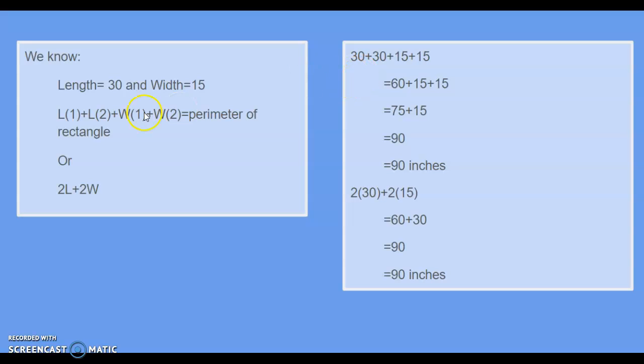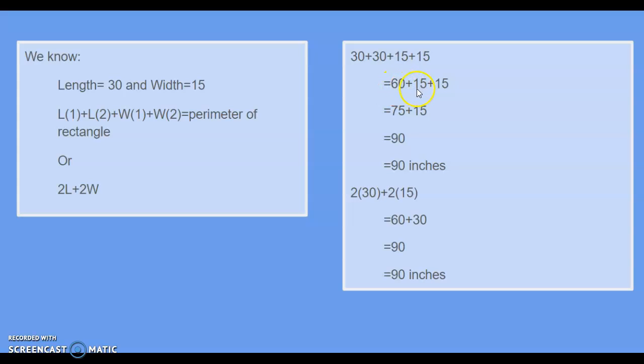Once again, we know that the length is 30 and the width is 15. Now, let's plug them into the equation. The length, 30, plus the second length, 30, plus the width, which is 15, plus the second width, which is 15, is equal to the perimeter. So let's add them up. 30 plus 30 is 60. And let's bring them down to show our work. So since we already added this, let's bring the plus 15 and the plus 15 down. Now let's add these two numbers up.